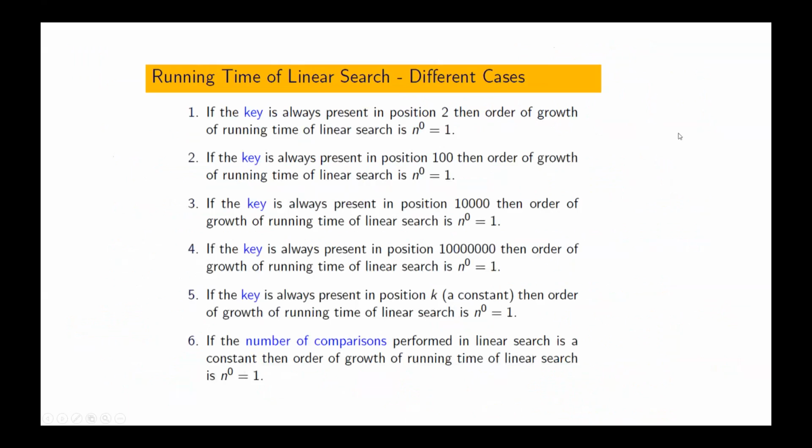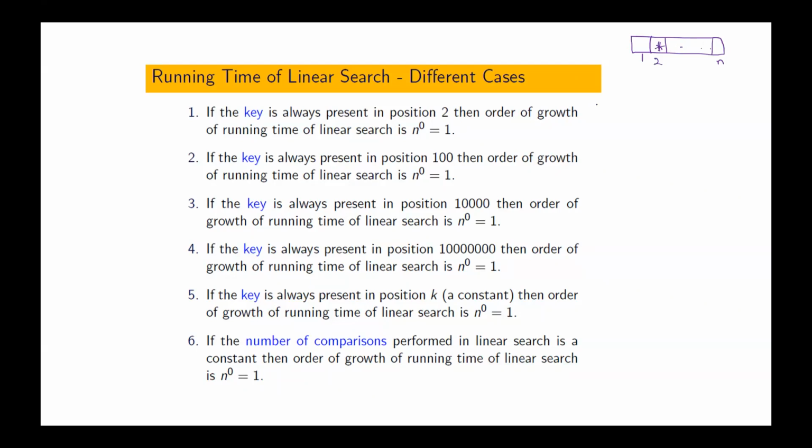Okay, this is the same thing, completed there only. Now I have given different statements here. You should tell me whether these are true or false. If the key is always present in position 2, we are applying the linear search algorithm, and always the key is present in the second position. Now how many times is the comparison operation performed in this case? 2 times.